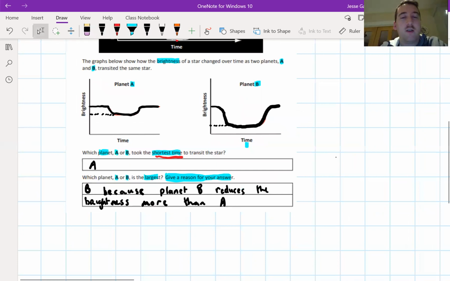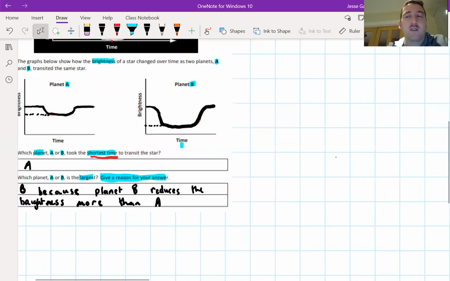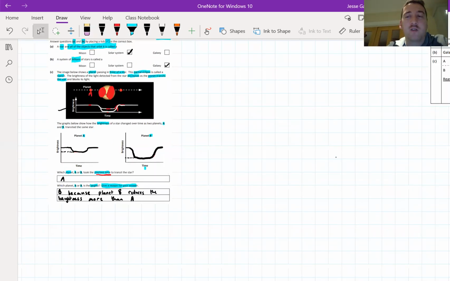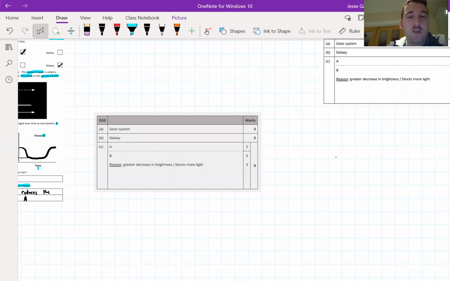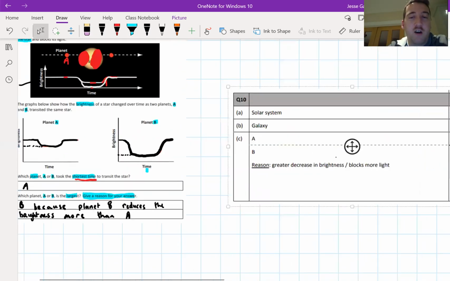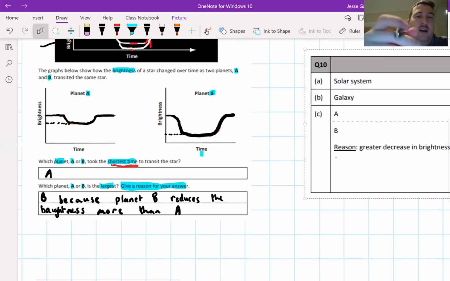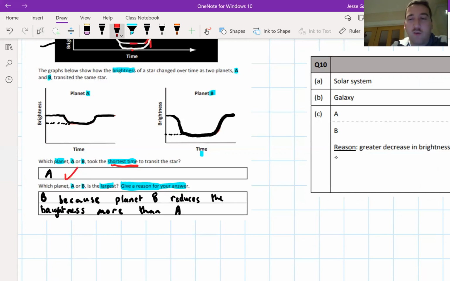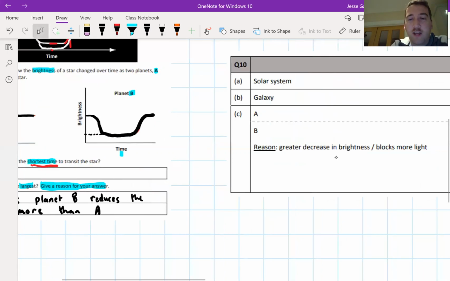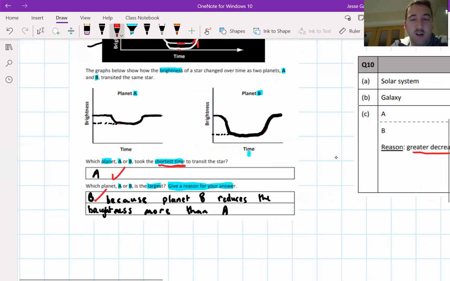Okay, so pause your timer now at this stage. We're only really going over the answers. We're going to pull over the marking scheme here just so you can compare. I think the first two are pretty obvious, solar system and galaxy. And then let's check in our answers here. We have A is correct here and B is correct here. And the reasons given are what we said. There's a greater decrease in brightness, which is exactly what I said here. Reduces or decreases the brightness more than A. That's exactly what I said.